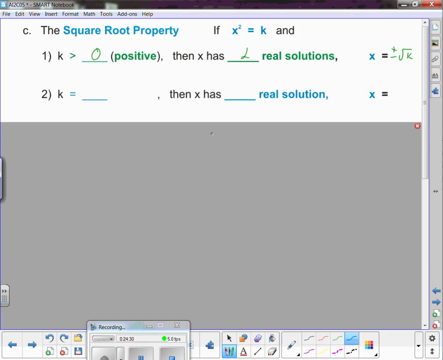What if k equals 0? Remember the homework problem? Some of you guys asked me, do I write x equal negative 9, x equal negative 9? Do I write it twice? And I said, no, it's the same value. Well, that's this situation. When it ends up equaling 0, then you're going to have one real solution. It's the same answer twice. We only write it once.